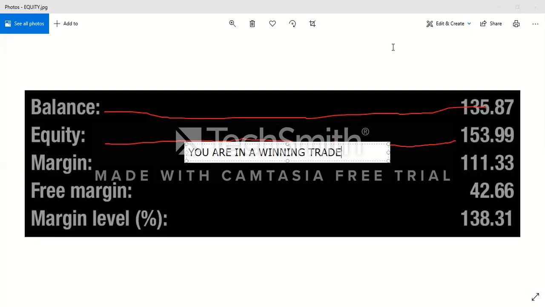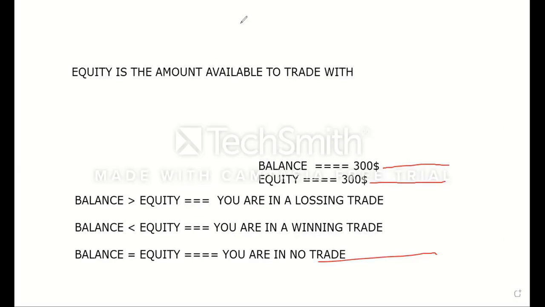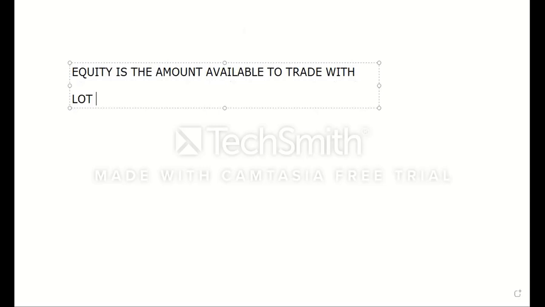So let's proceed to lot size. How does lot size have to do with our equity? Lot size is literally your pulling power. With the knowledge of lot size, you can tell how long your equity can withstand the loss, or how long your balance can stand the loss.